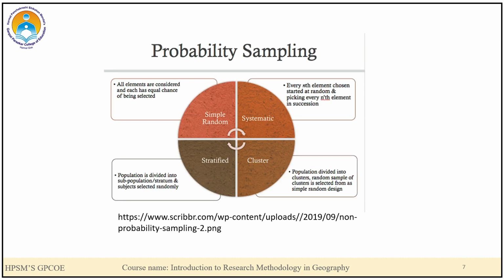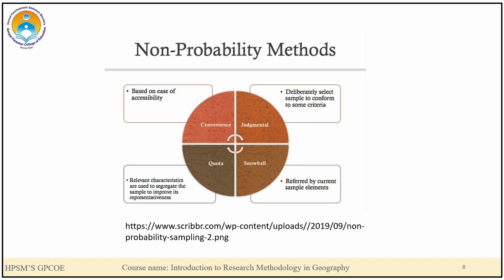This chart shows the probability sampling. Here the types we have are simple, systematic, stratified and cluster. You can have a look at this graph or chart. Next is the non-probability method, wherein we have convenience, judgmental, snowball and quota sampling. You can have a look at this chart.